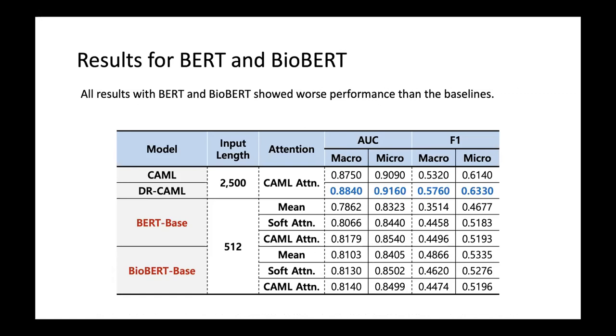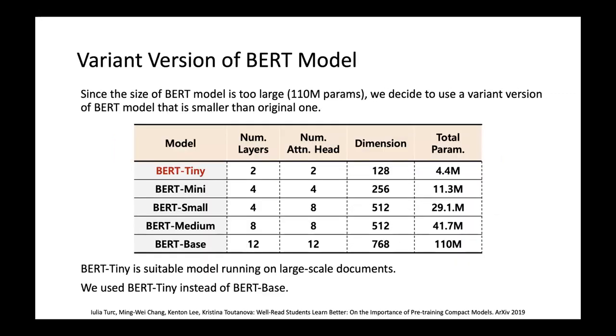Okay. So again, results from BERT and BioBERT showed worse performance than the baseline CAML. So we tried a variant version of the BERT model, because the size of the BERT model is too large. It's about 110 million parameters. So we decided to use a variant version of the BERT model that's smaller than the original one.